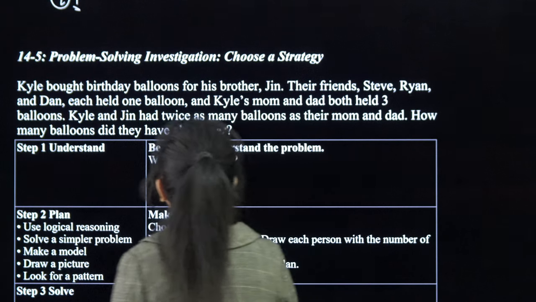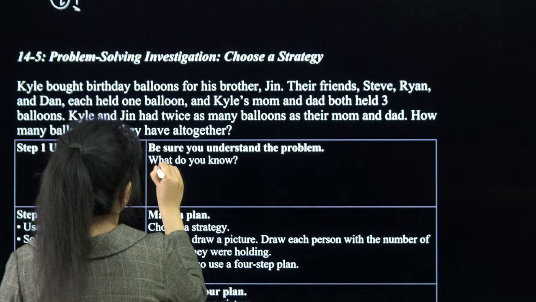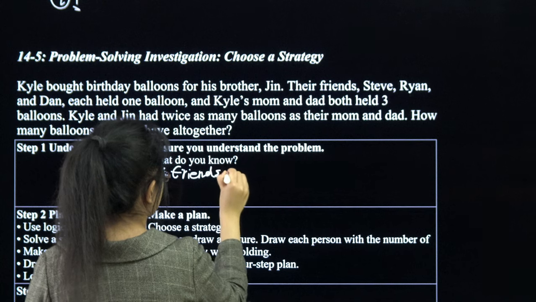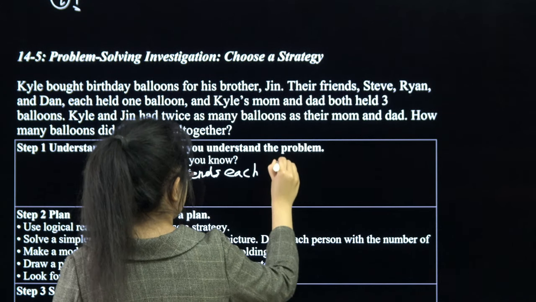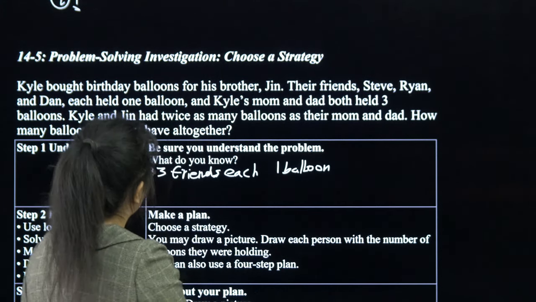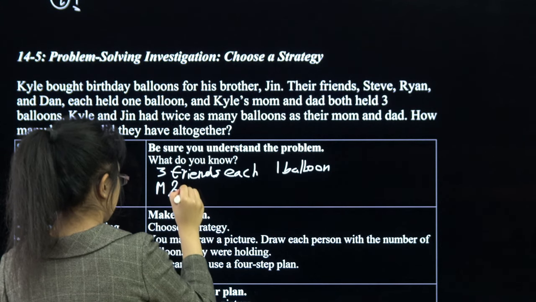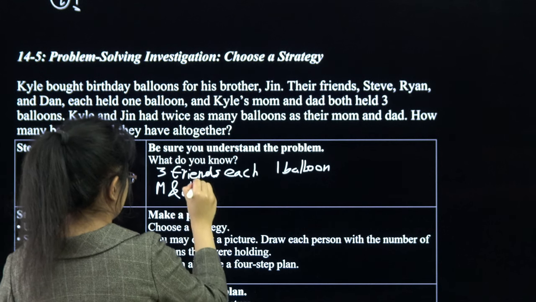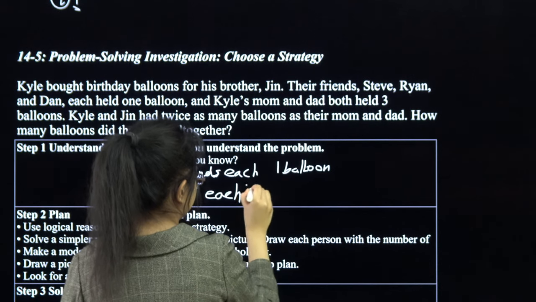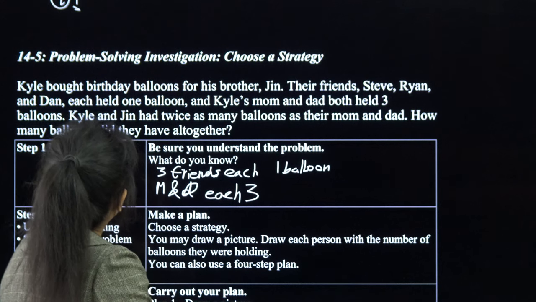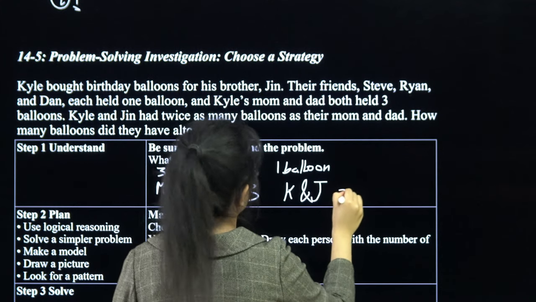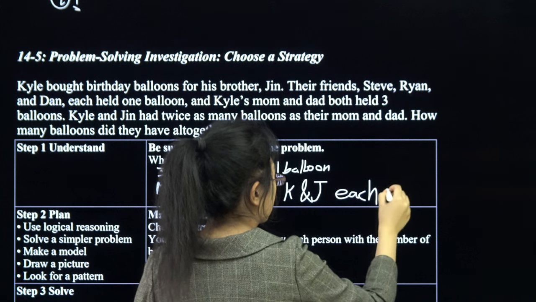So what do we know? Well, 3 friends each one balloon. And then mom and dad, I'll just put M and D. That's the ampersand symbol. Each 3. And then Kyle and Jin, K and J, each 2 M.